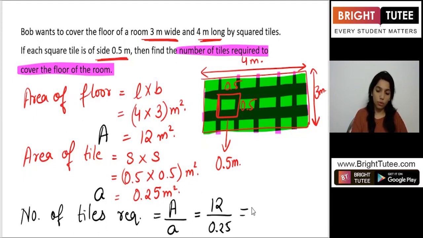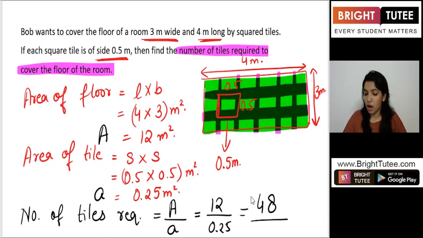And because what we are answering is basically the number of tiles that we need, number is just a number, it has got no unit with it. Okay, so if you divide 12 by 0.25, the answer is 48. So how many tiles are required? 48 tiles are required.